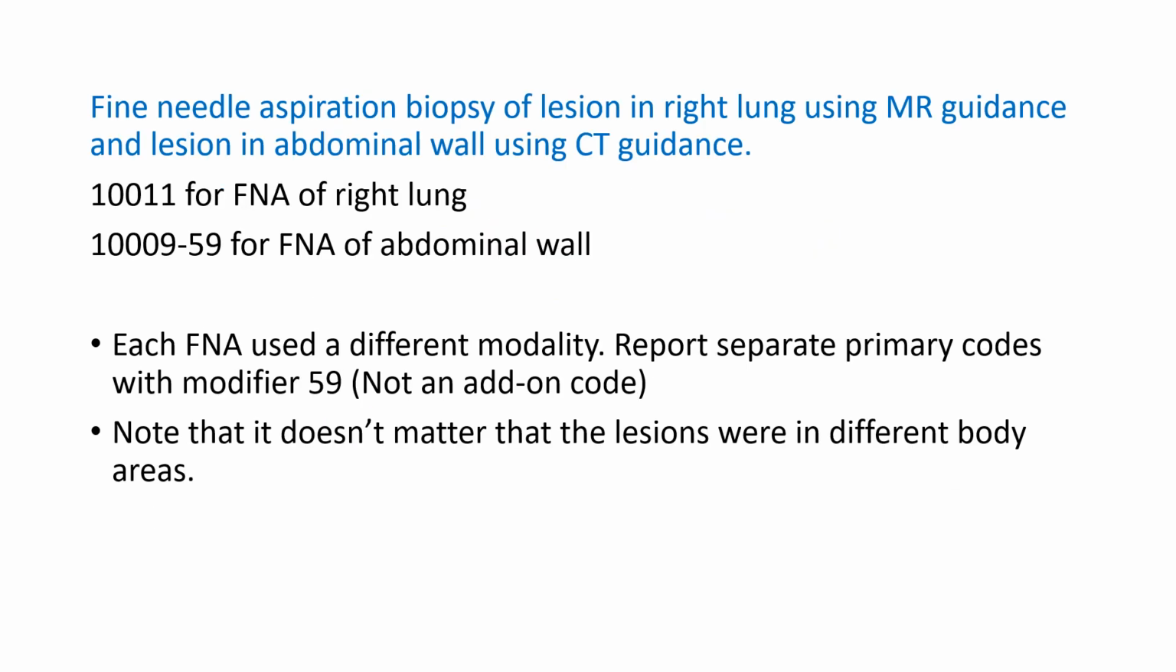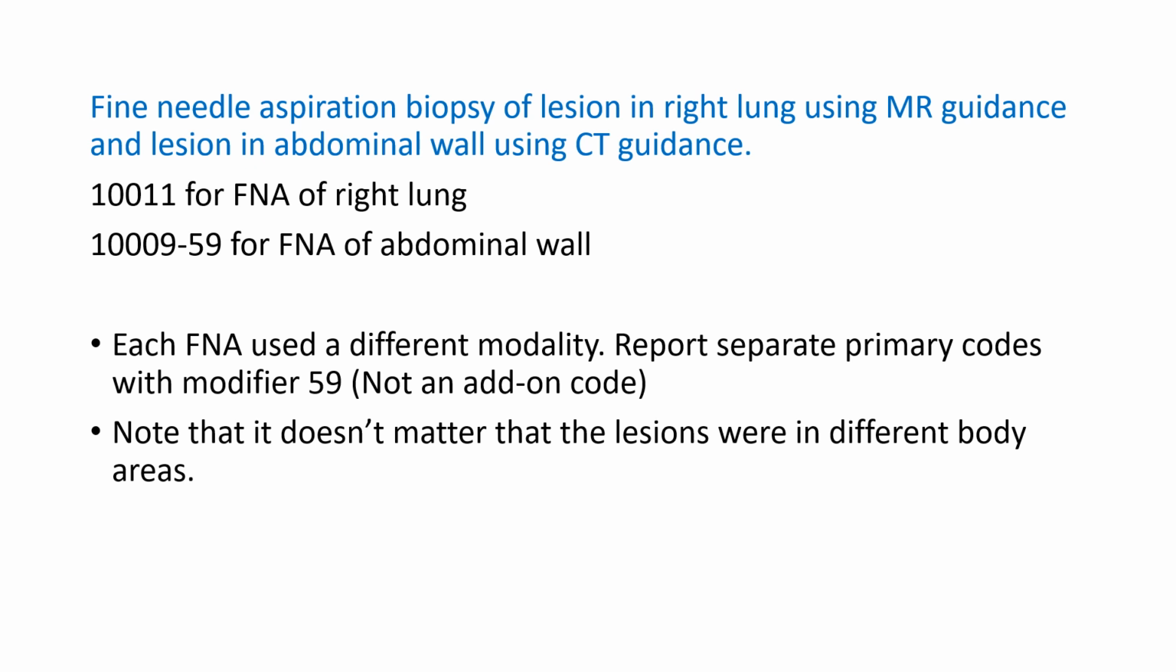So the FNA of right lung, the code is 10011. FNA of abdominal wall is 10009. As these are using different imaging guidance, you need to append modifier 59 with the modality code. That's why they had added the 59 modifier to 10009. Each FNA used a different modality. Report separate primary procedures with modifier 59.